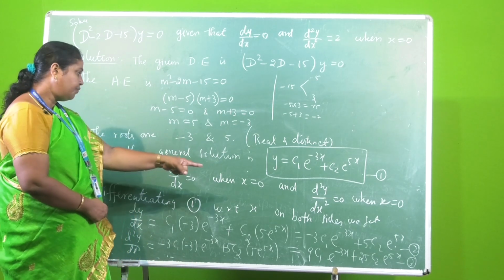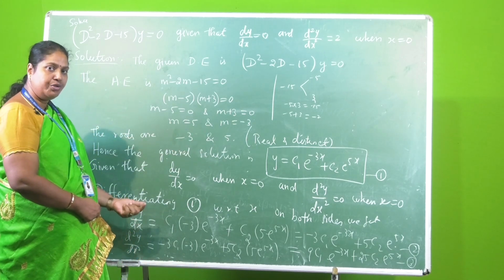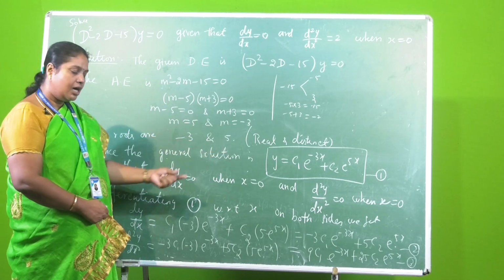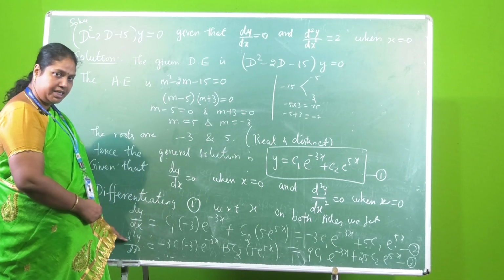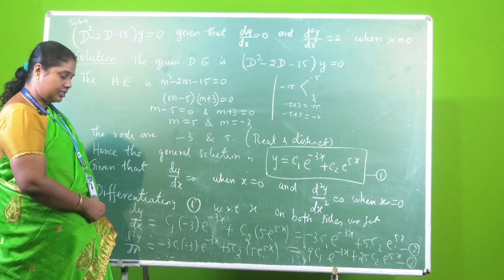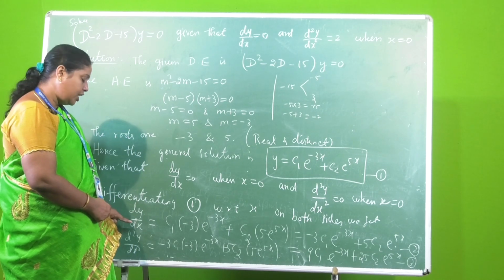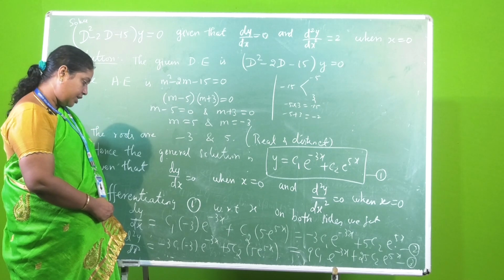Then we have to find d square y by dx square. How will you get it? For that, you have to differentiate equation 1 two times. Otherwise, you can differentiate this dy by dx one more time with respect to x. So if you differentiate dy by dx with respect to x, we will get d square y by dx square.